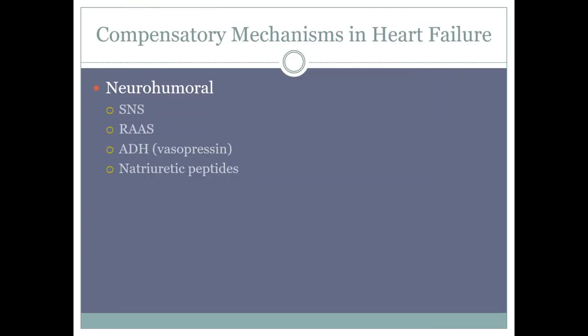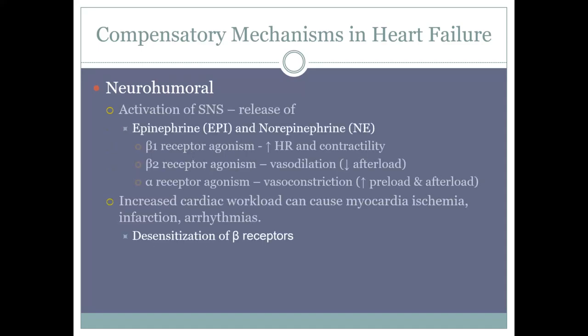Okay? So let's talk about some of these compensatory mechanisms, these hormonal changes, sometimes called neurohormonal changes. That's the sympathetic nervous system, the renin-angiotensin-aldosterone system, vasopressin or antidiuretic hormone, and then the natriuretic peptides. As we mentioned already, we expect the heart to try and increase cardiac output by increasing heart rate through the beta-1 receptor, and increasing the contractility of the heart through the beta-1 receptor.